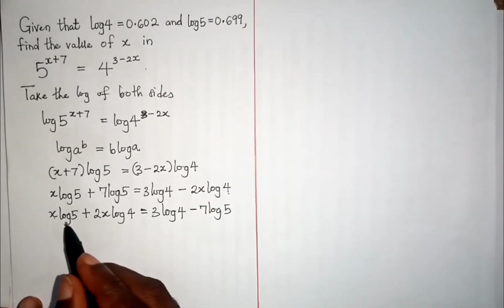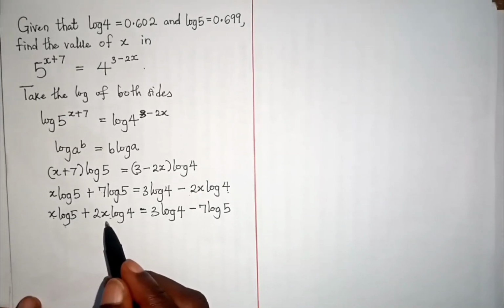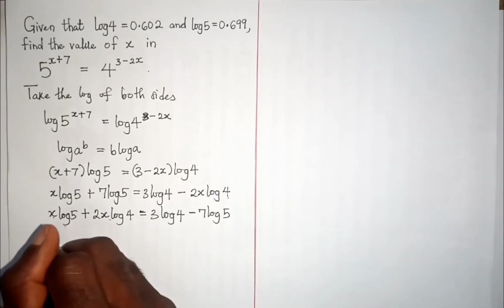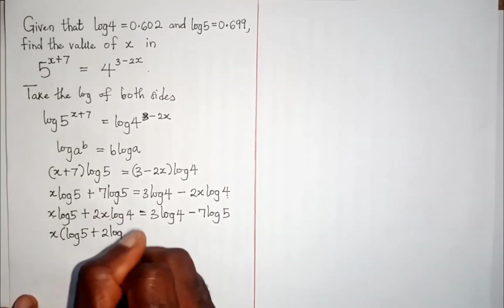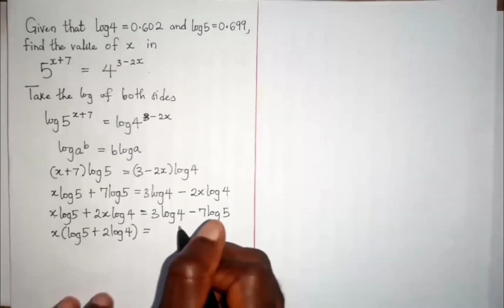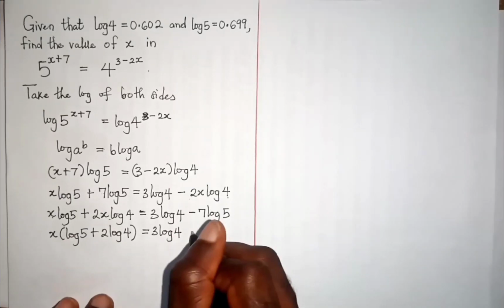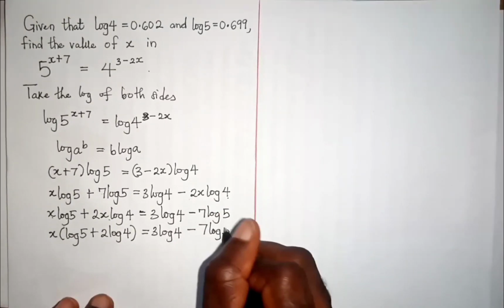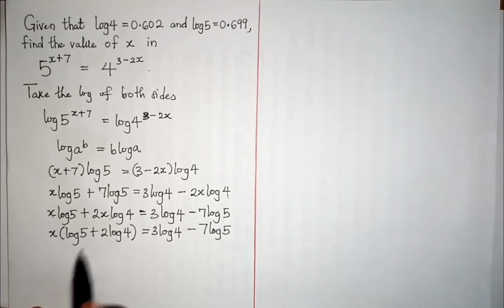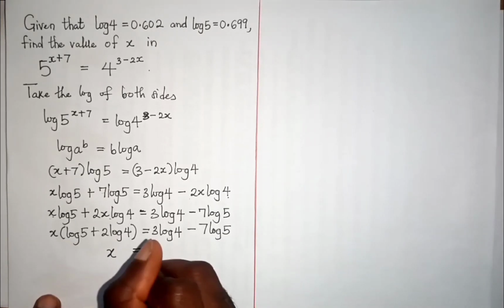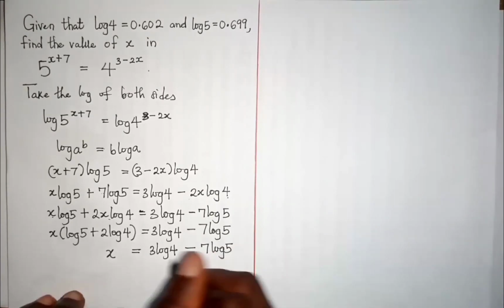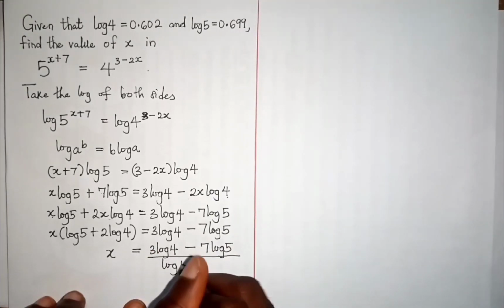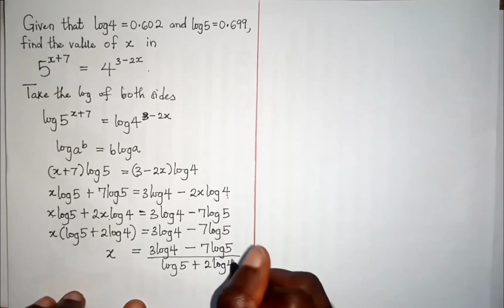And here we can factor x, which is the common factor. So x comes out, and we have in brackets log 5 plus 2 log 4. And on the right hand side, it is still 3 log 4 minus 7 log 5. Then we divide both sides by this bracket, log 5 plus 2 log 4, so that x is going to be 3 log 4 minus 7 log 5 divided by log 5 plus 2 log 4.